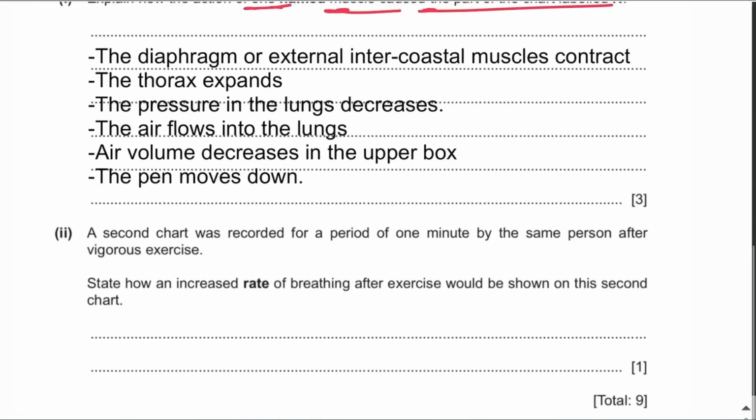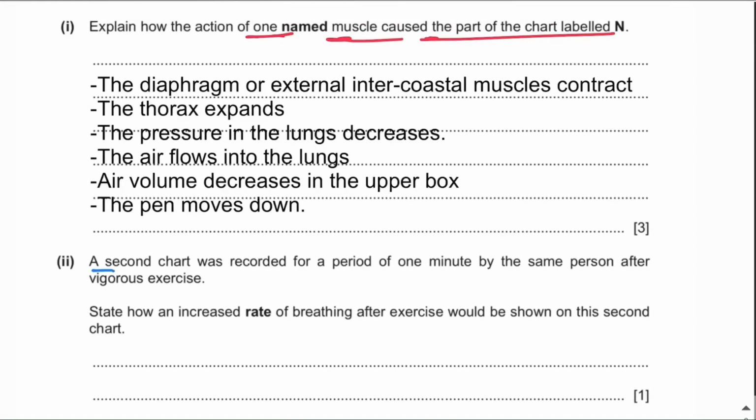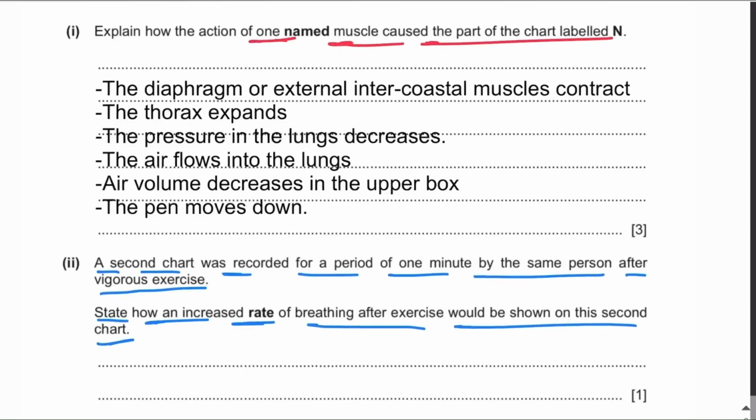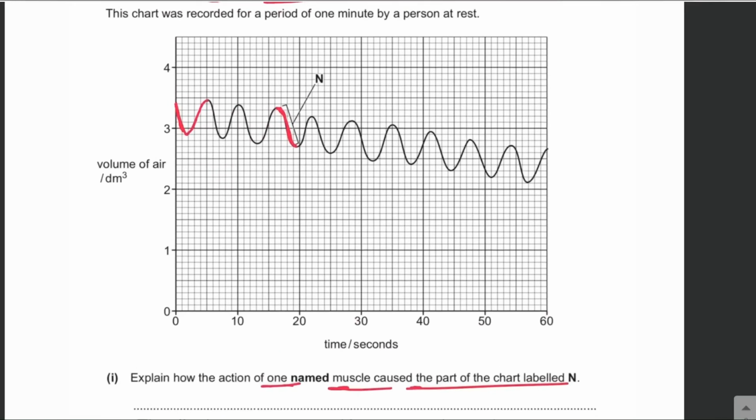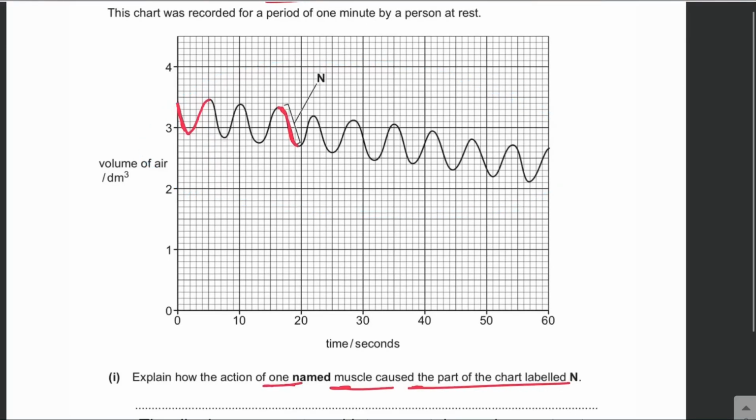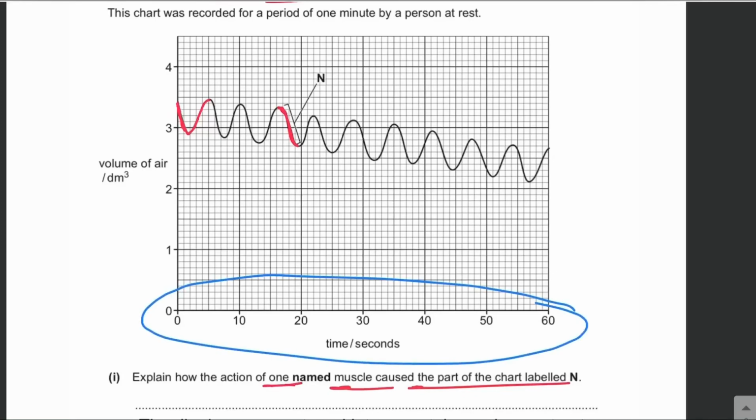Okay. Part 2. A second chart was recorded for a period of 1 minute by the same person after vigorous exercise. State how an increased rate of breathing after exercise would be shown on this second chart. So guys, now the person is having vigorous exercise. They are asking how on this chart we can show increased rate of breathing. We all know that when a person exercises, the breathing rate increases, which means that there are more breaths in 1 minute, right? Over here, the graph shows 60 seconds, and how many breaths are there?